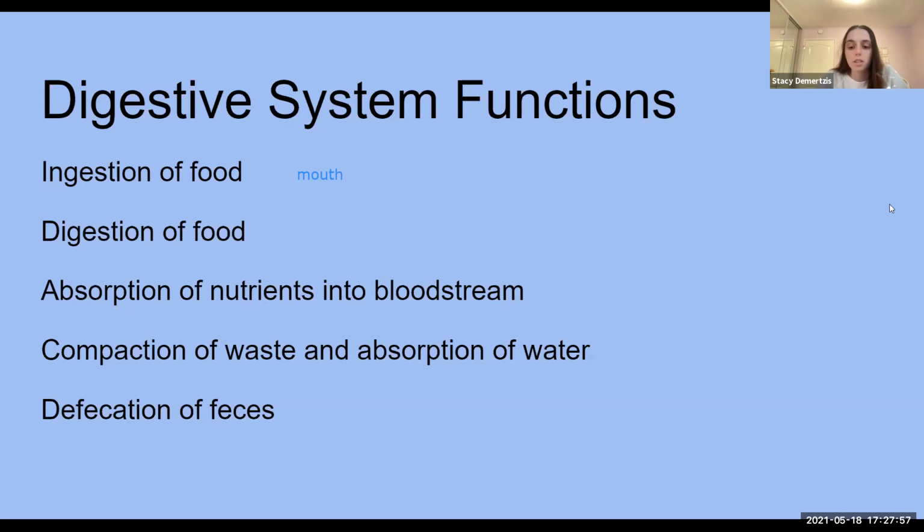Organs in the digestive system help with digestion. We have the stomach and the small intestine, which I'm going to abbreviate as SI. I'm also seeing esophagus and large intestine in the chat, and those two organs actually do not digest food. The function of the esophagus is to take food from the mouth and deliver it to the stomach so that it can be digested.